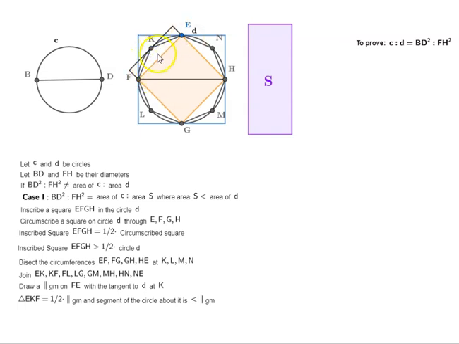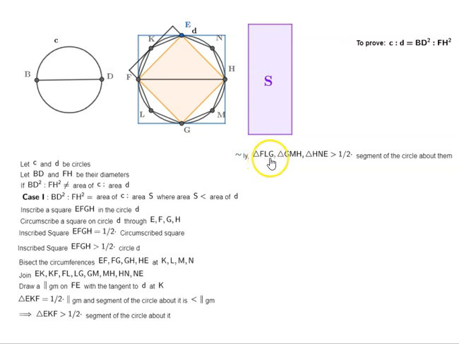Why? Because this triangle and the parallelogram are on the same base and between the same parallel lines. And we know that in such a case, the triangle is half of the parallelogram, which implies triangle EKF is greater than half the segment of the circle about it. Similarly, we can show that triangle FLG, triangle GMH, triangle HNE, they are all greater than half the segment of the circle about them.